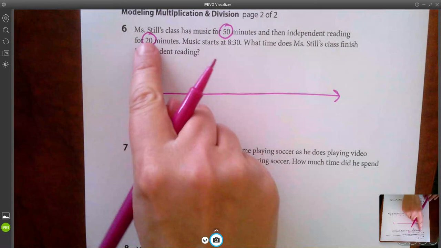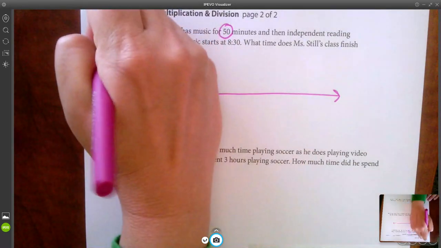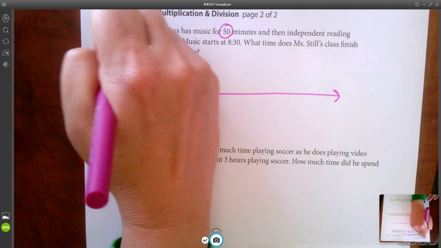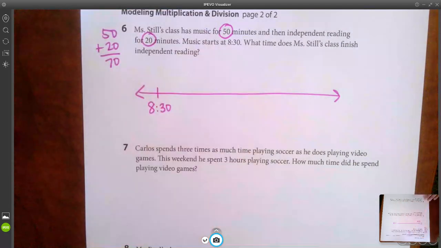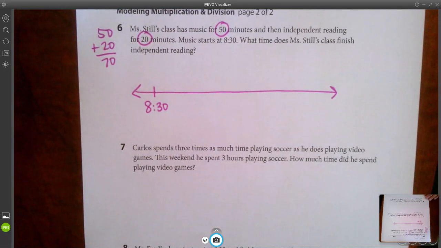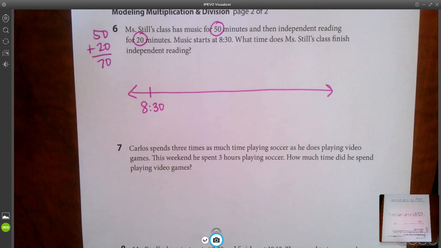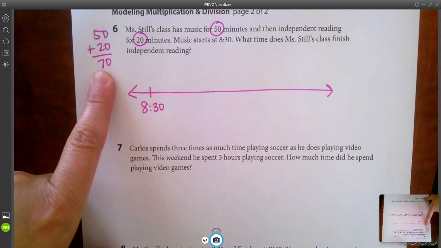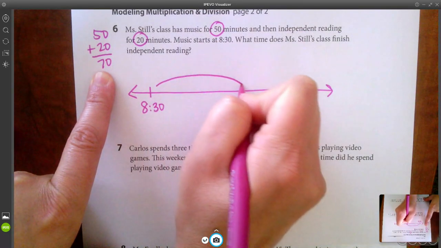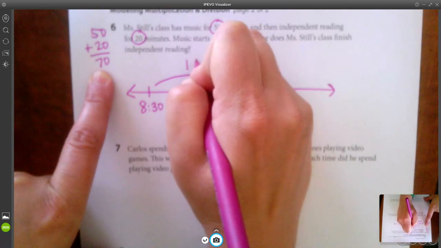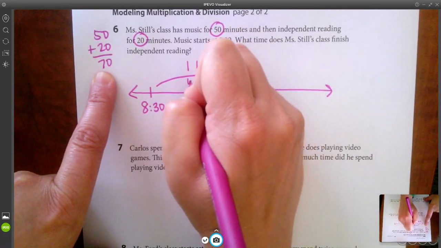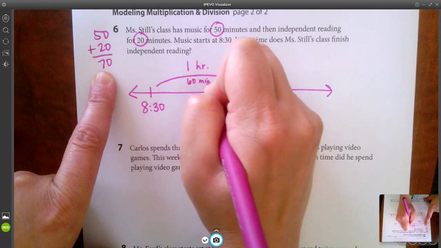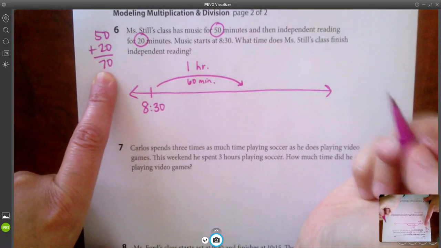You also could put those two things together. 50 plus 20 equals 70, and I'm going to jump 70 minutes. So you could do two separate jumps, or you could try to jump it all in one big chunk. I think I'm going to go ahead and jump 70 minutes, but first I'm just going to jump 1 hour. And of course, 1 hour is 60 minutes.